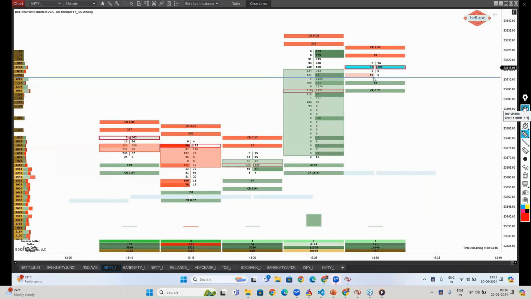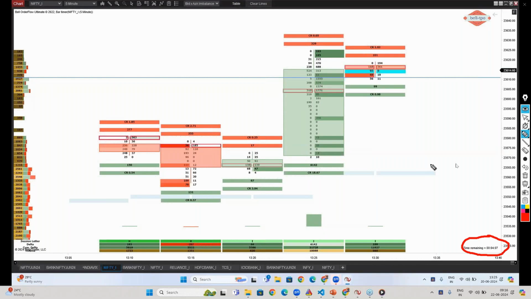So the second bar also started. You see that there is a timer running over here, which says how many seconds are left for the bar to close. What is so interesting here is that we had an exhaustion bar, and so far there is not much of a clue whether the market will top out or not. My attention was completely on the order flow. What's the time here? Almost 13:26. It is a Nifty weekly expiry day.